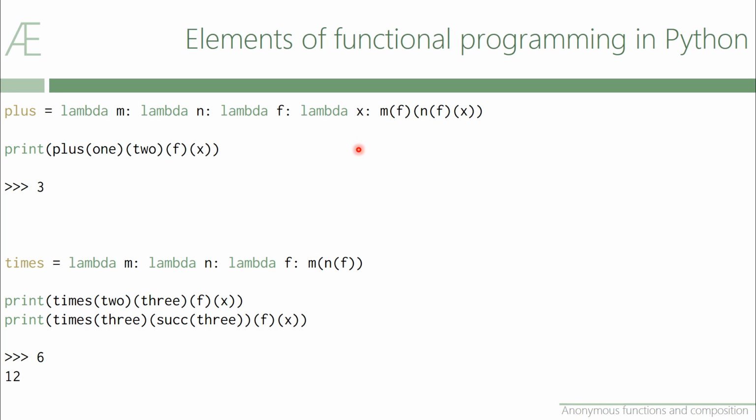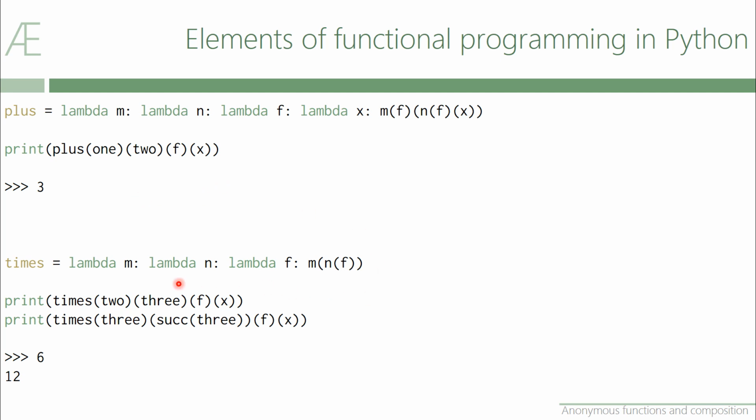But this is the same as applying f to x n times first and then applying f m times to the result. Thus, if we give n of f of x as the argument to m of f, we will get exactly what we want. Let's check if it really works the way we expect and proceed to the multiplication function.